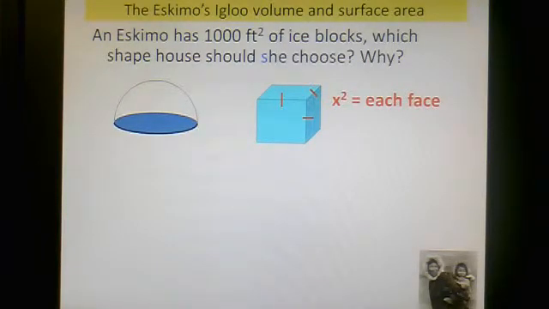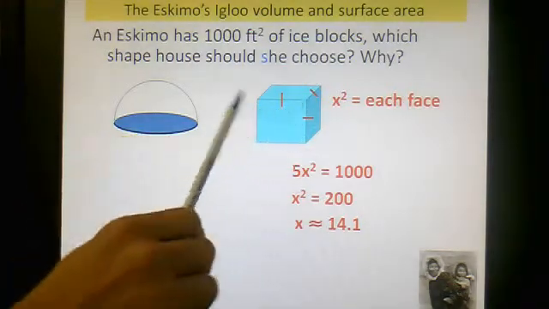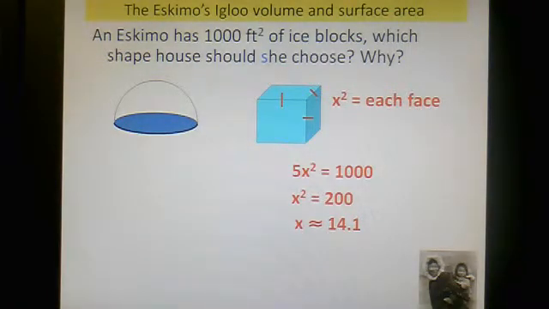Think about it for a second. How many of these surfaces are there? Well, of course, there's 5 of them. So the surface area of this entire thing is 5x squared. And the given in the problem was that you had 1,000 square feet of blocks to build with. So you can pretty easily solve that. Divide by 5. Take the square root of 200 and you get around 14.1. Try that on your own, see if that makes sense. So that would be the height of this little house. It'd be the length, the width, it'd be all the dimensions for this.